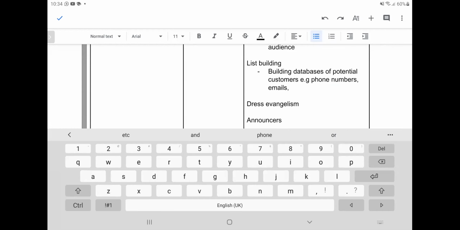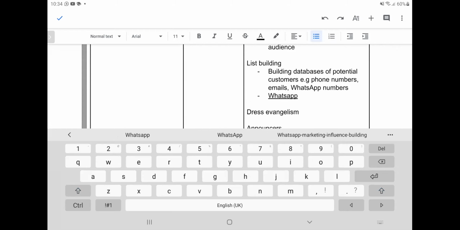Then let me add a differentiator here: WhatsApp numbers, because not every phone number is registered on WhatsApp. You need WhatsApp numbers. You need it very badly, because with WhatsApp numbers, you can build WhatsApp broadcast lists. You can build this, right? You can have a database that consists of contacts of your potential customers.